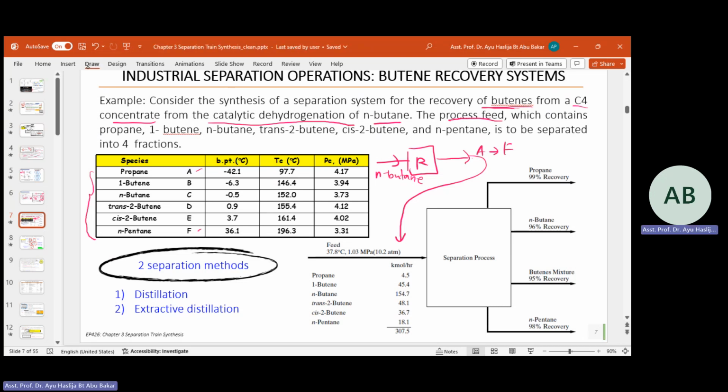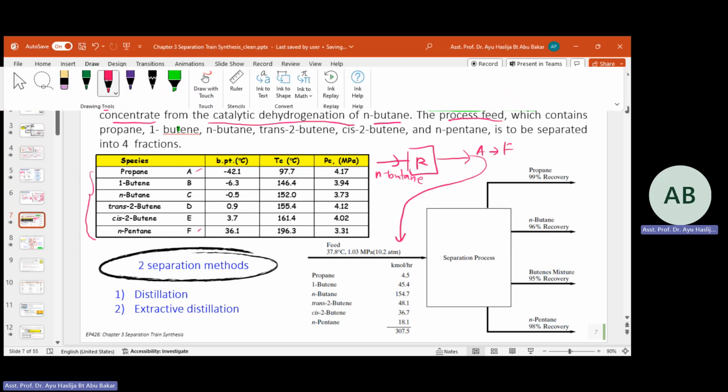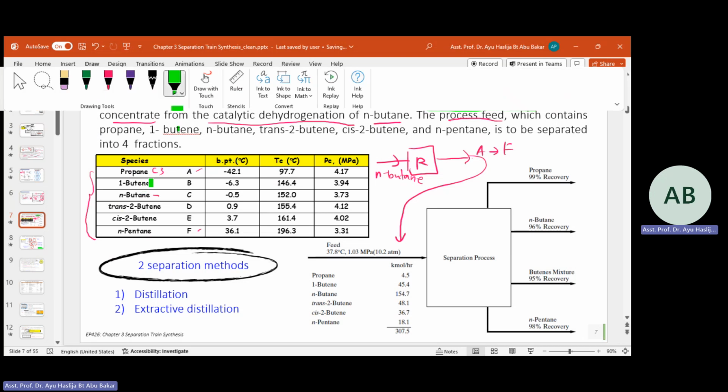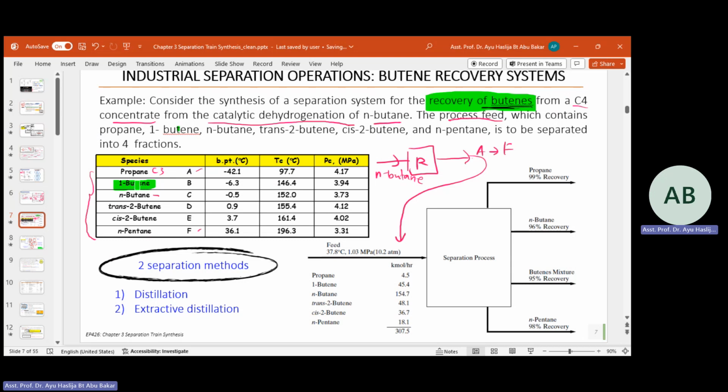Your main target is to recover the butenes. In your mixture, you have propane, 1-butene, and N-butane, which is the unreacted reactant. You have trans-2-butene, cis-2-butene, and N-pentane. So your target is to recover butenes, meaning B, B, and E. Butenes.